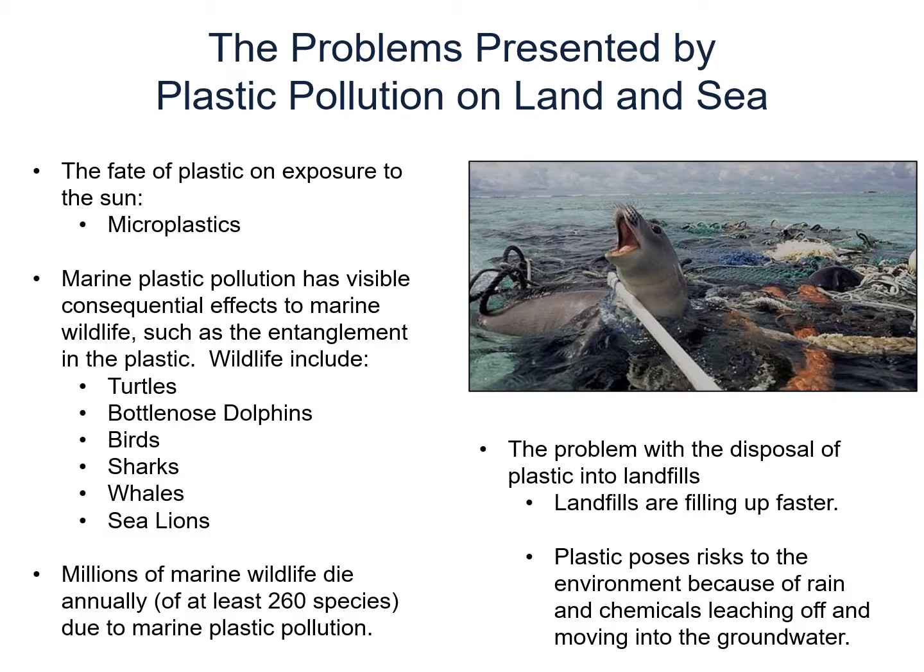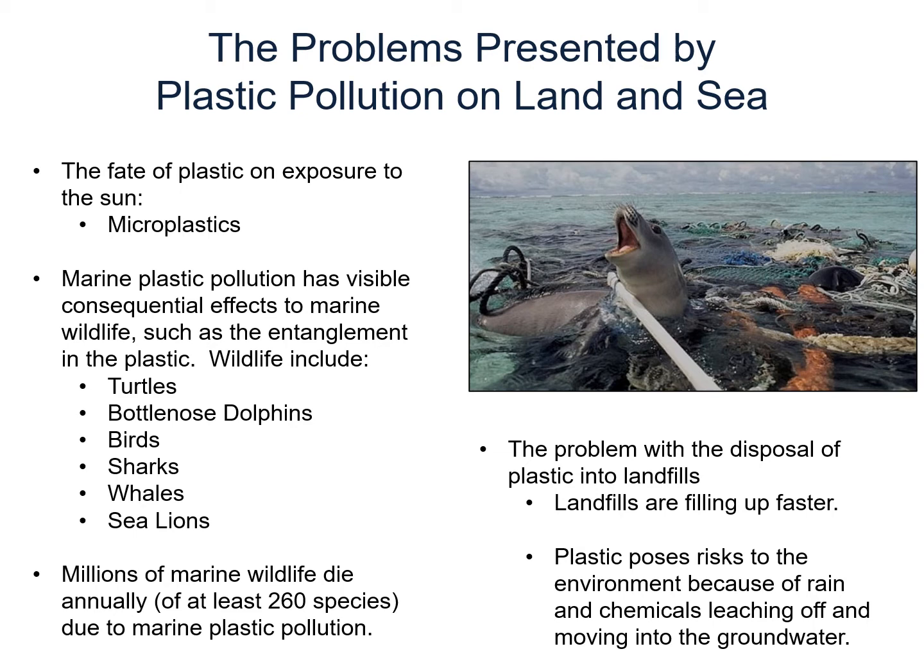Now, the problems presented by plastic pollution on land and sea. One problem would be the fate of plastic on exposure to the sun. If plastic is in the ocean and it gets shined on by the sun, it will break down and it will turn into microplastics. And microplastics are a big problem because sea organisms will swallow them, or they will be absorbed into the organisms that are in the sea, and that will develop major problems on their health.